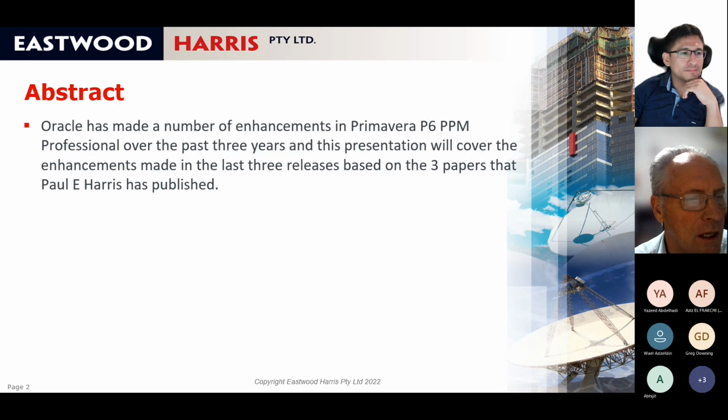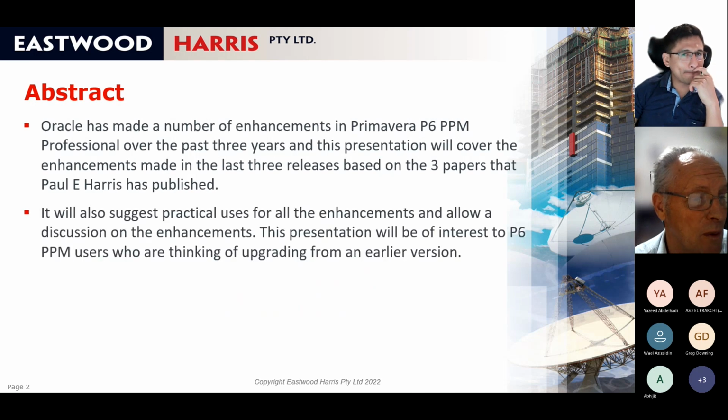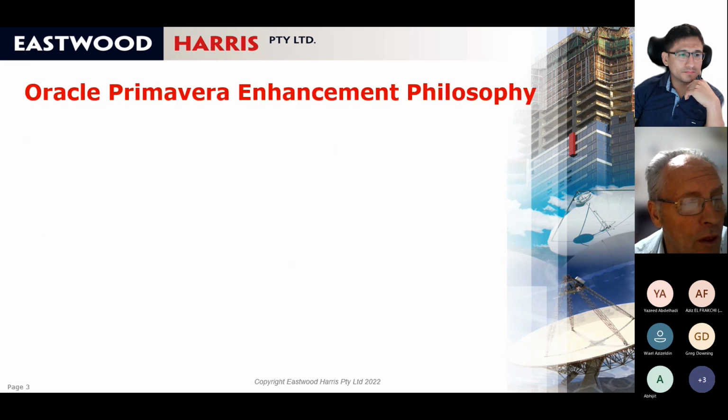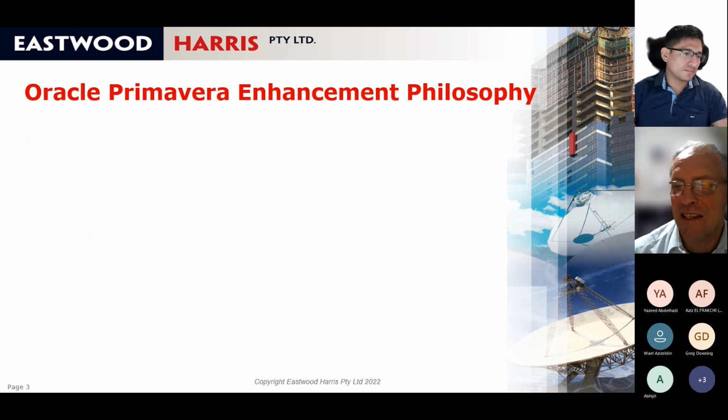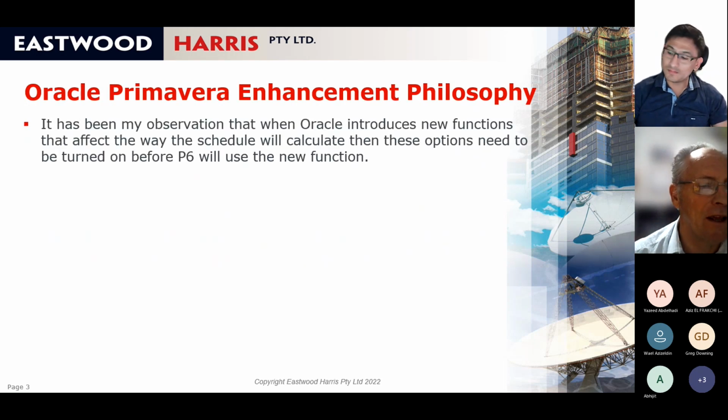So as I said, they've made a number of enhancements. I also try and suggest practical uses for these enhancements, whereas the Oracle paper just tells you what they do, but I try to take it a step further. One of the things you need to understand is the Oracle Primavera enhancement philosophy. And again, this doesn't seem to be documented anywhere, but basically it's my observation, if they add new features that affect the way the software schedules, then you need to turn it on.